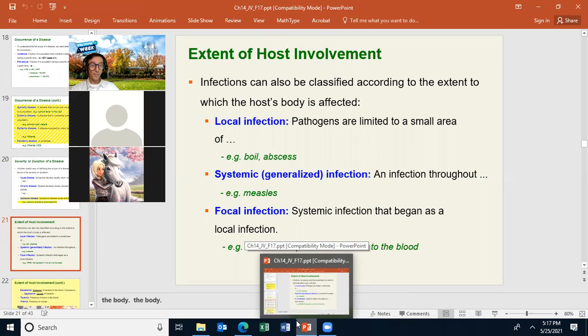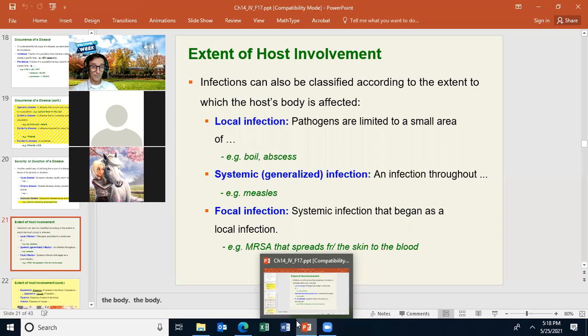The extent of host involvement. Infections can be classified according to the extent to which the host body is affected. Most diseases will start as a local infection, where the pathogens are limited to a small area of the body. In many diseases, it will only be a local infection. An example would be a boil or an abscess, or when you get a skin disease and it's only in one portion of your skin.